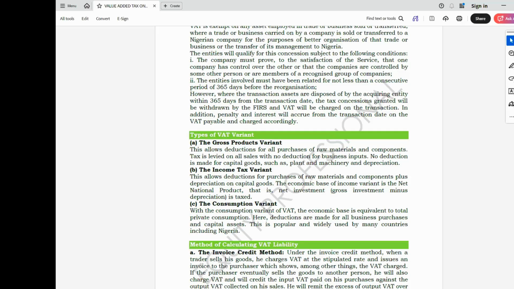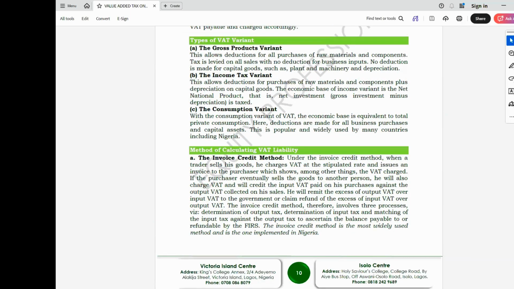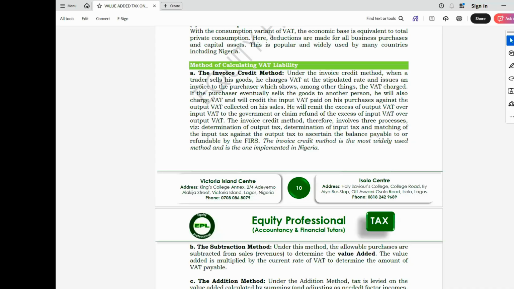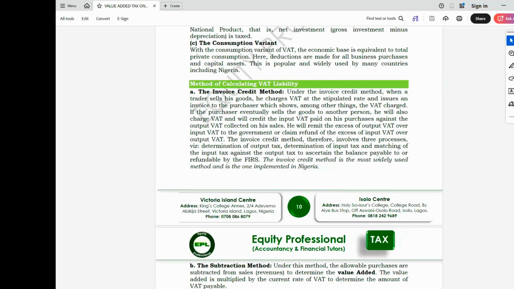Then we have methods of calculating this value added tax. There are three methods that we can use to calculate the value added tax. We have the invoice credit method, the subtraction method, and the addition method. So those are the three methods of computing or calculating VAT.